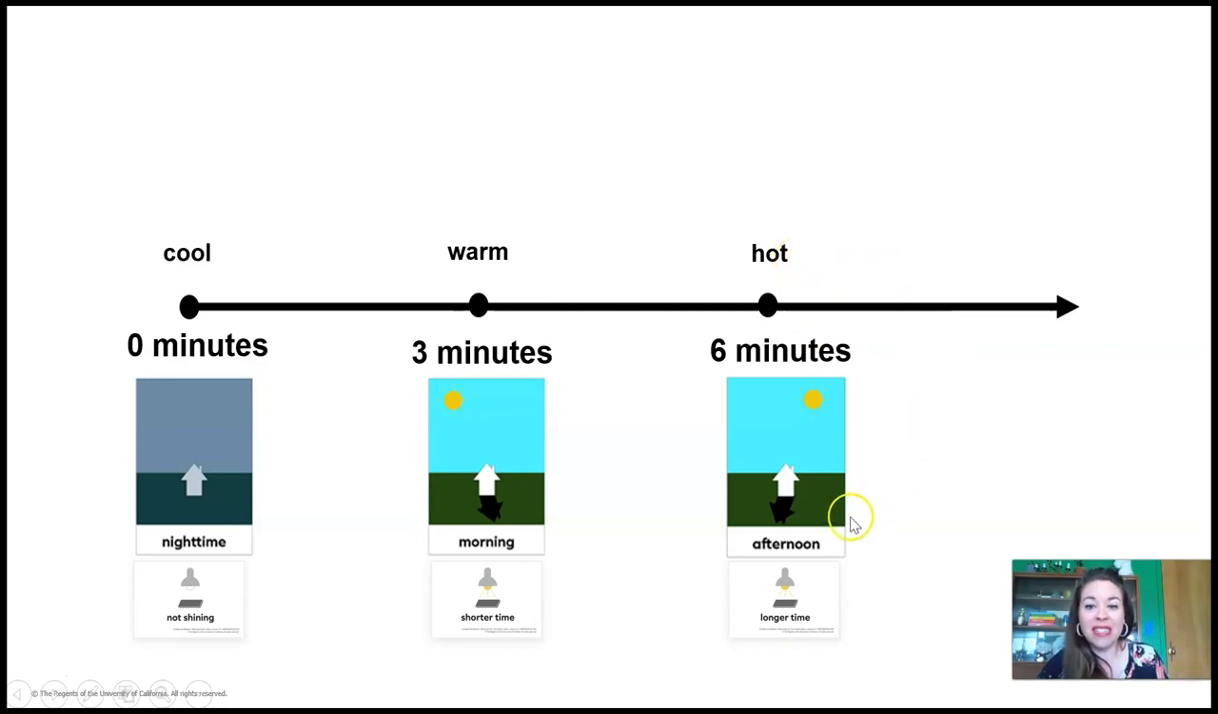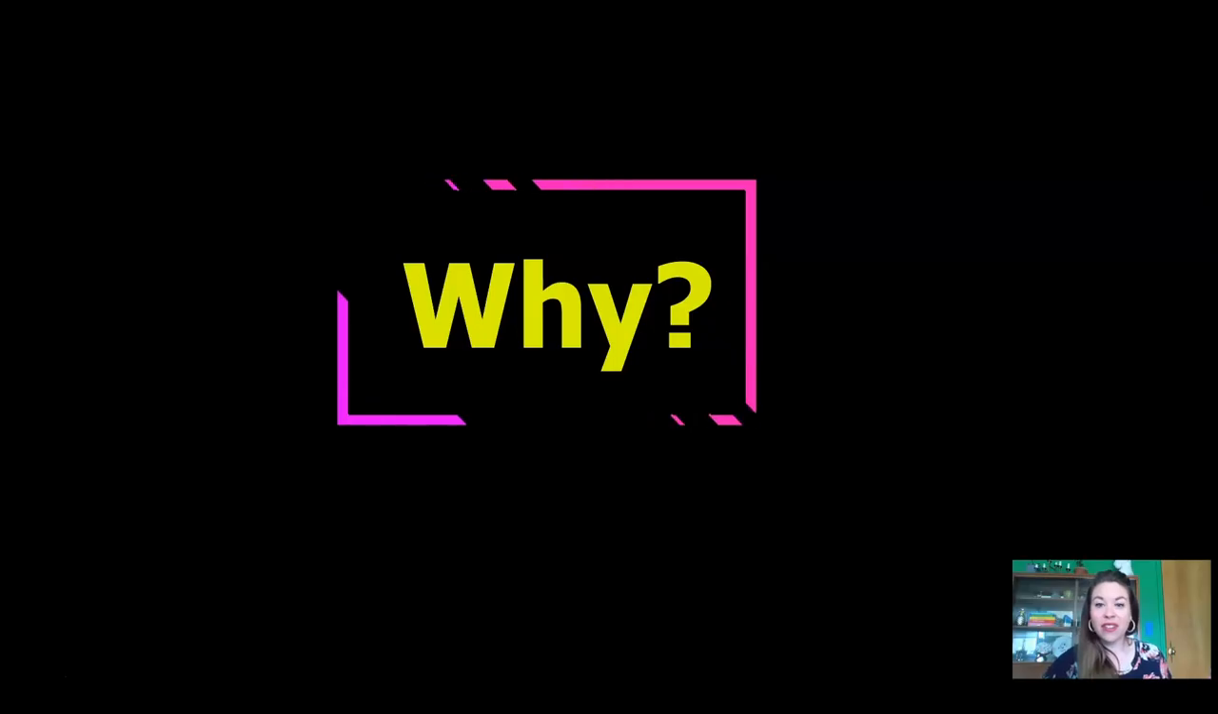And that represents how the longer the sunlight shines on a surface during the day, the warmer it gets. So it started out cool, and then in the morning it got warm, and then in the afternoon it got hot. I wonder why. Why do you think that happens? Think about that.